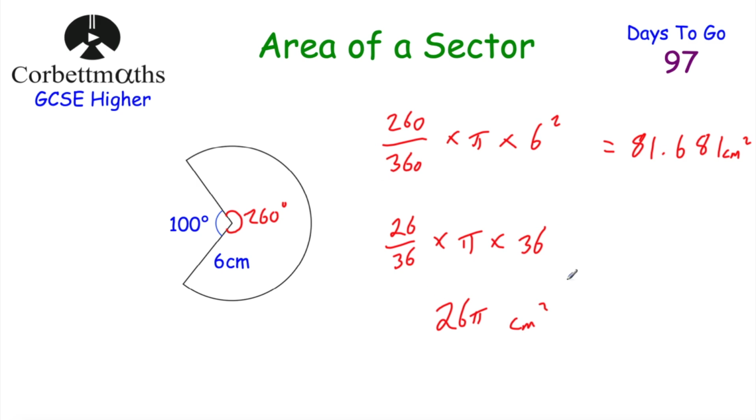So if you're asked it as a non-calculator question, you just simplify the fraction if you can, and then work out the fraction of whatever the radius squared is, and then just put it in front of the pi, and that would be your answer. But in this question I didn't specify, so if you'd done it on a calculator, which I probably would have done, you would have got the answer of 81.681 centimeters squared to 3 decimal places.